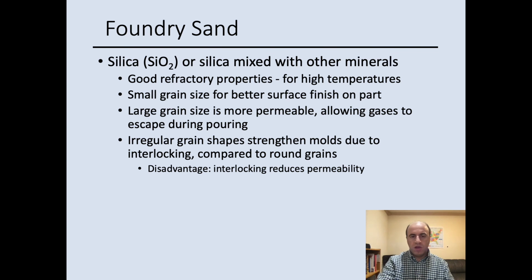If you use irregular grain shape for the sand, it makes the mold very strong, so it doesn't crack, because the grains interlock with each other, compared to the round grain. The disadvantage is that if you use irregular grain, it reduces the permeability, so the gas will stay inside the cavity.